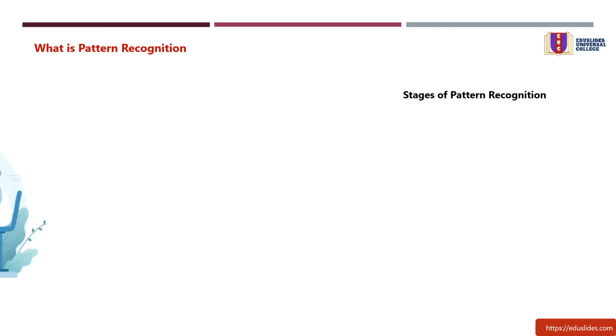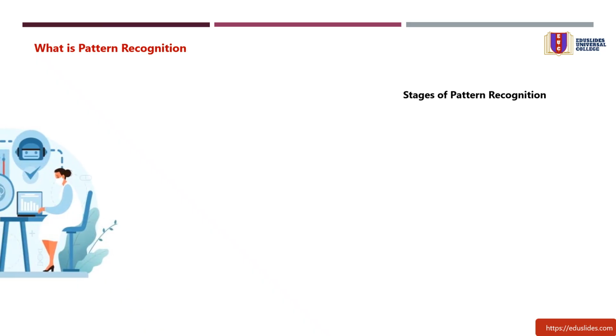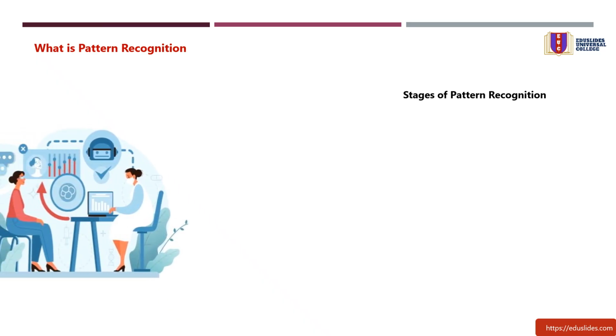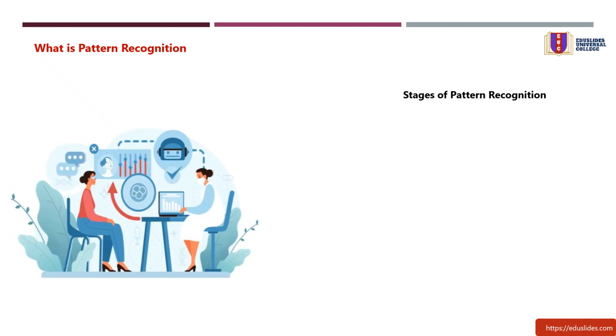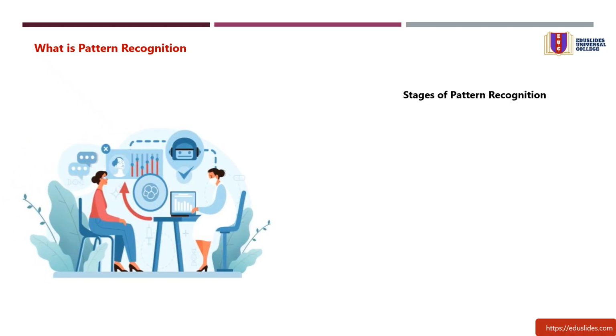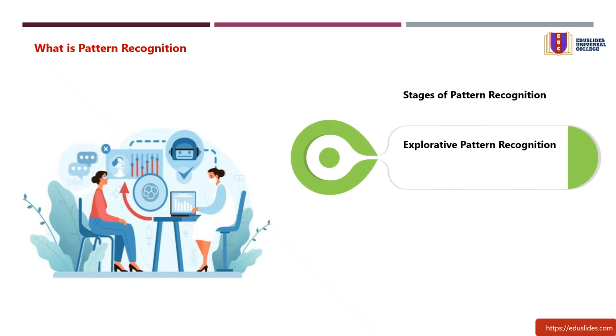Stages of pattern recognition. Pattern recognition, a key branch of machine learning, focuses on identifying and categorizing data patterns. It can be broadly divided into 2 stages. 1. Explorative pattern recognition. This stage focuses on uncovering general patterns within data. Algorithms in this phase search for hidden patterns or clusters of features, often using unsupervised classification.